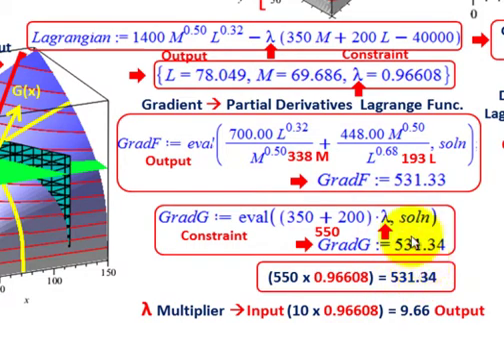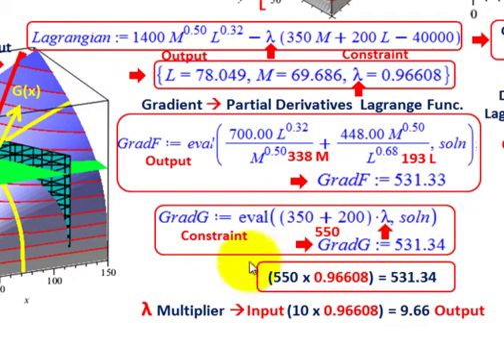531.34. Okay, so that's where the multiplier comes into effect, and you can see that the gradient for our constraint and the gradient for our output are equal here, 531.33. So you can see that is where the multiplier comes into effect. That tells us the difference between our constraint and our output here, so 531.